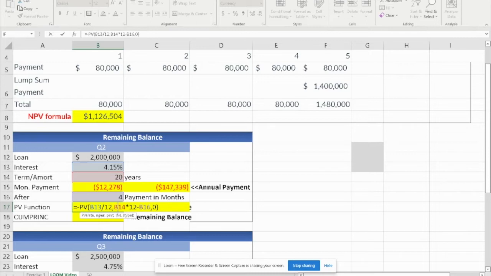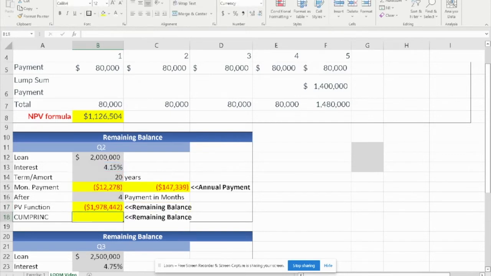number of payments and payment. Oh, I forgot. I apologize. We forgot the payment piece. Very important that we do that. The payment piece that we calculate, and then comma 0. So you should have $1.9 million after your first 4 payments. That's how much money you would have remaining.